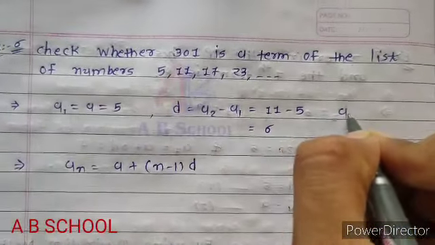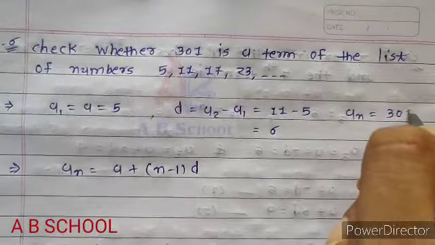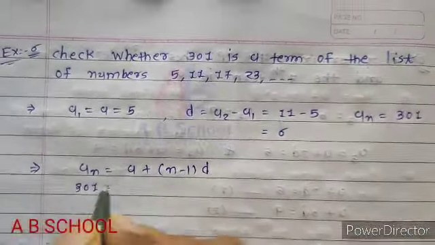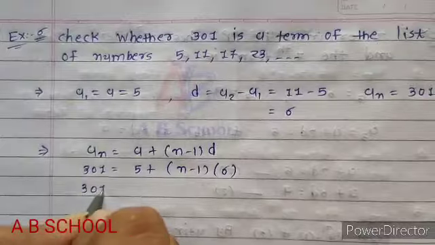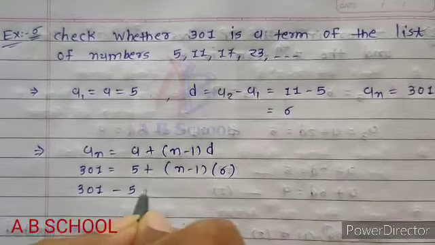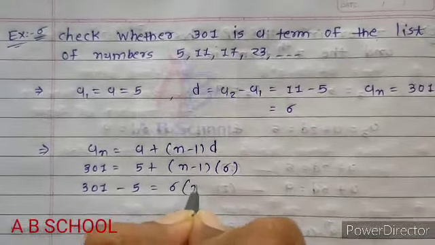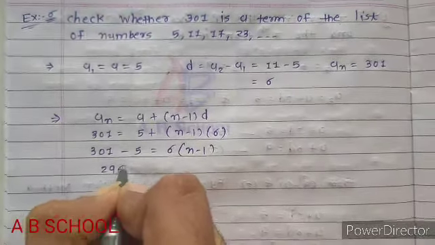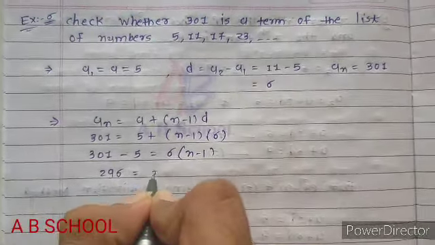Now by using a general form of AP, AN is equal to A plus N minus 1 into D. Suppose value of AN is equal to 301. So 301 is equal to first term A is equal to 5. N हमें फाइंड करना है, so N minus 1. Common difference D is equal to 6. So 301 minus 5 is equal to 6 into N minus 1. So 296 is equal to 6 N minus 1.